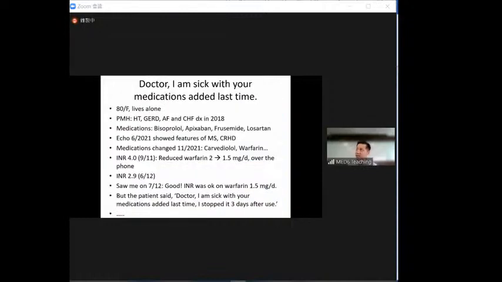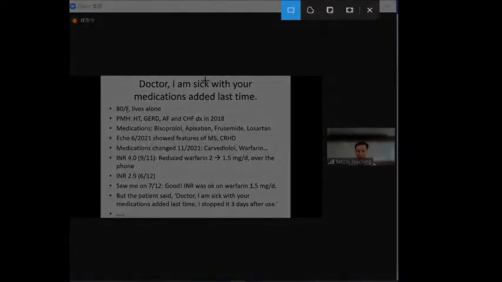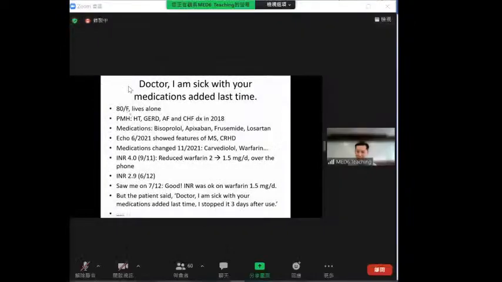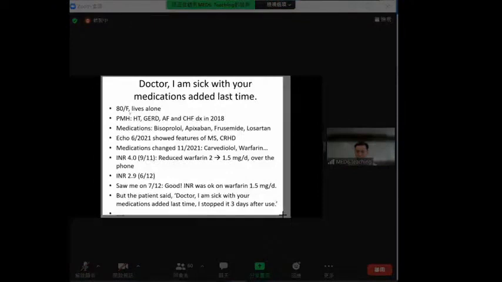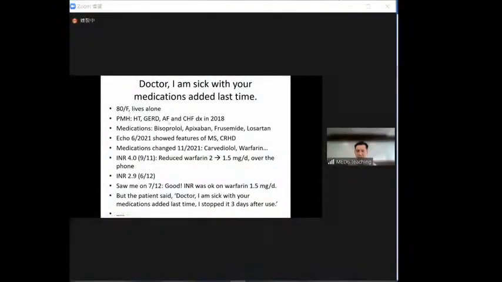Another story is a recently encountered patient. It is a very dangerous situation. 80 years old. The medication list is not very complex. Just atrial fibrillation and heart failure diagnosed in 2018 with a beta blocker, apixaban, furosemide, and losartan. Really, really clean and simple.